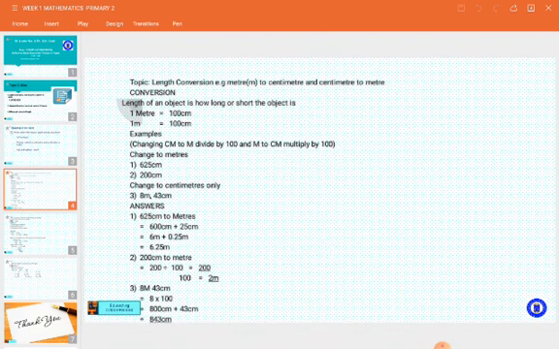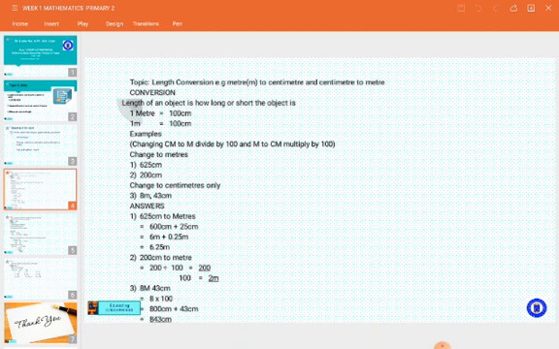Now we are going to look at the examples under it. Look at these instructions. If you are changing centimeter to meter, you divide by 100. And if you are changing meter to centimeter, you multiply by 100. Do you understand me? Regina, if you are changing centimeter to meter, what do you do? Good, that is the correct answer. Clap for her.